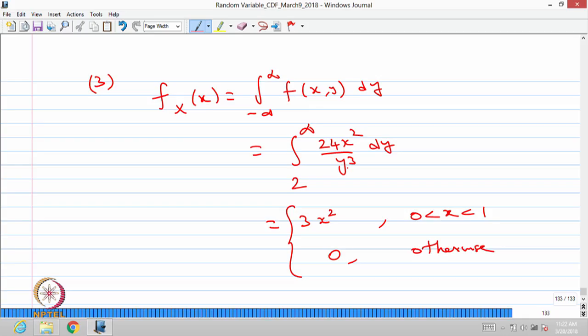This is a very easy problem in which the interval of x does not involve y. Sometimes you may have a complication where the interval of x is a function of y, or the interval of y may be a function of x also. So you have to use the calculus of several variables and the integration concepts correctly to get the marginal distribution of x.